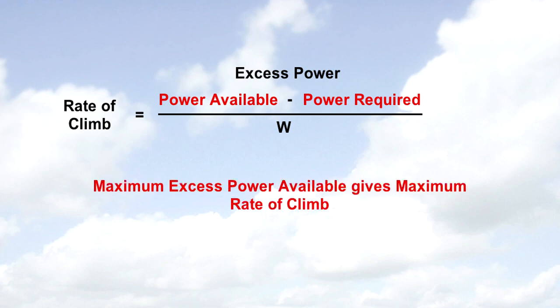For any given weight, the greater the excess power available, the higher the rate of climb. Conversely, the lower the excess power available, the lower the rate of climb. In order to maximize the aeroplane's rate of climb, therefore, we need to maximize the excess power available.